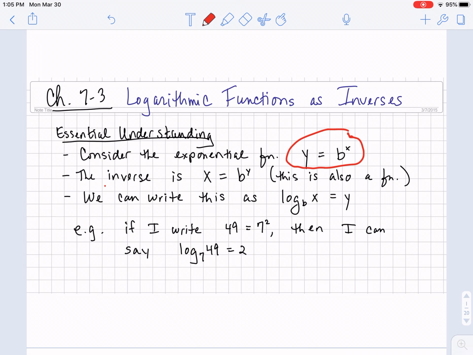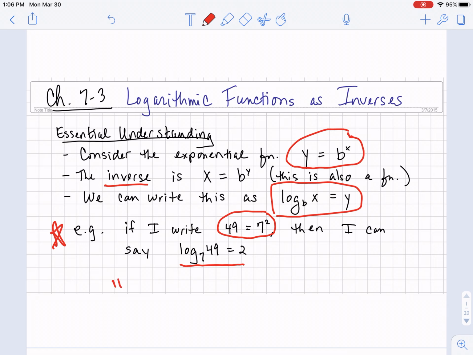Think about it. If I wrote the inverse of that, I would switch my x and my y to get x equals b to the y. But this is really the way we are going to write it: the log base b of x equals y. Here is a good example to always come back to. If I wrote 7 squared is equal to 49, the way I would write that in logarithmic form would be the log base 7 of 49 equals 2.